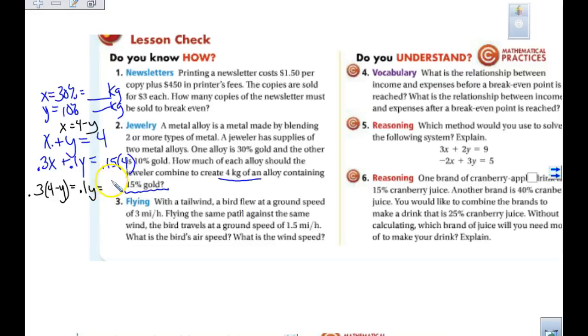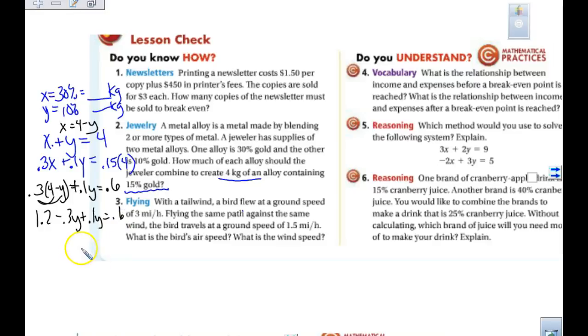We got how much? 0.6. 6 sounds really big, so 0.6. So I'm going to be multiplying here and I'm going to distribute, right? So I have 0.3 times 4 gives me 1.2, minus 0.3y plus 0.1y equals 0.6.